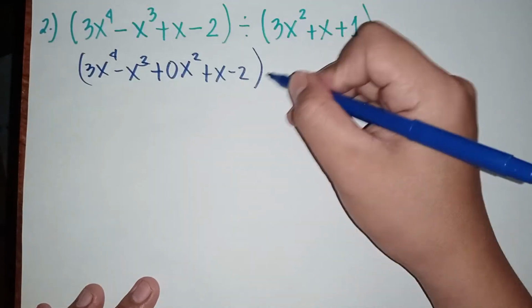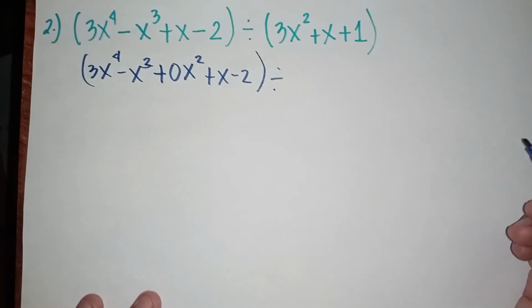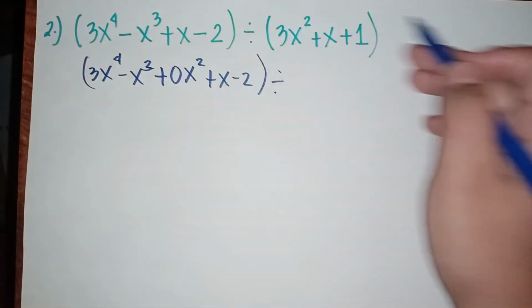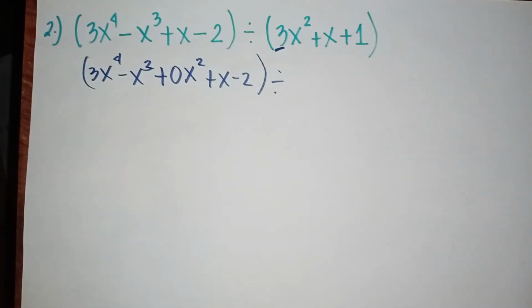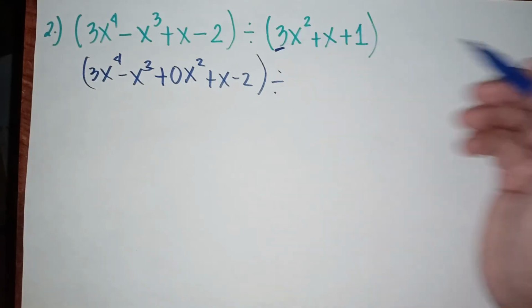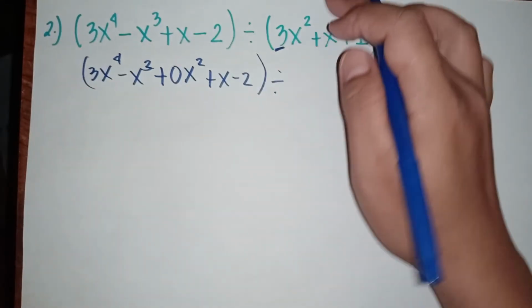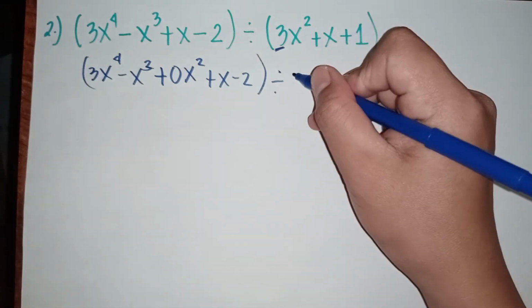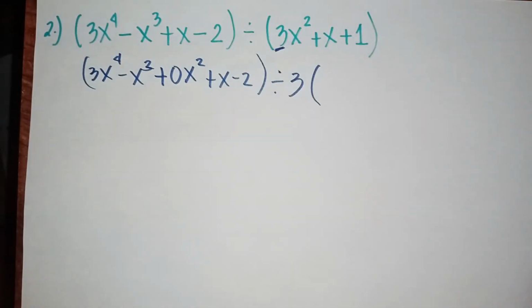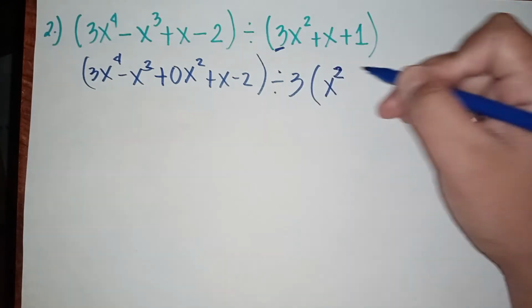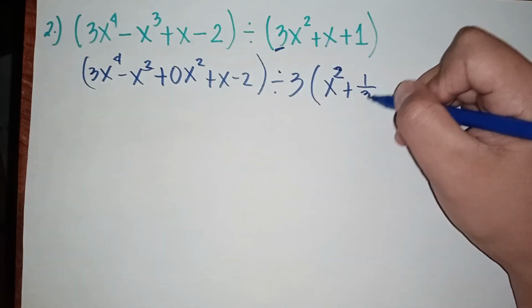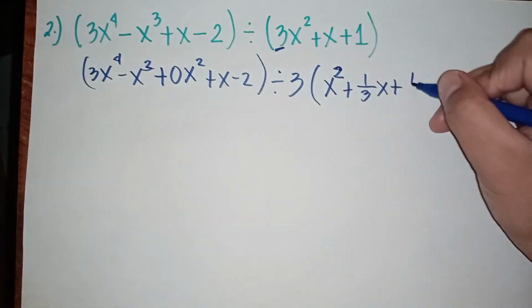Okay? Divide this by, so yung divisor natin, i-check din natin kung naka-descending order. Tapos, yung leading coefficient ng ating divisor is dapat 1. So, since dito hindi 1 yung leading coefficient, okay, naka-descending order naman po ito, mga boss, 2, 1, 0. Ang gagawin natin, i-factor natin yung 3 para maging 1 yung coefficient ng ating leading term ng ating divisor. This is now equal to 3x squared divided by 3. This is x squared. Okay. Plus 1 divided by 3, that is 1/3 x. Plus 1 divided by 3, that is 1/3.